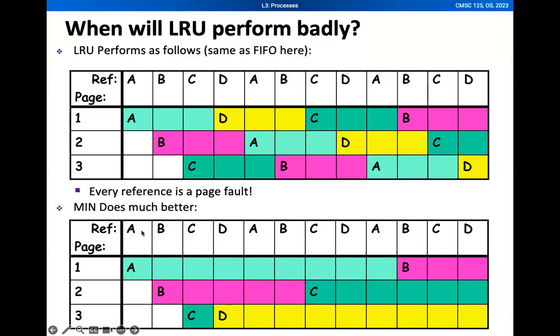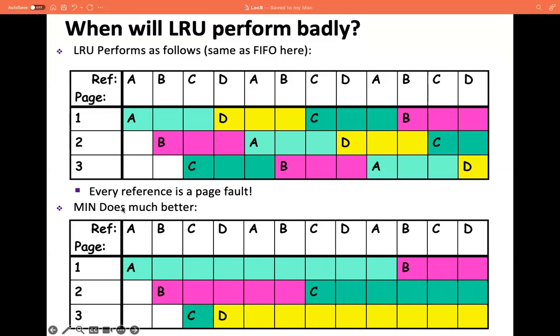But if we use the optimal or the minimum, it performs much better. So let's say we still have the same stream, A, B, C, D, A, B, C, D, A, B, C, D.